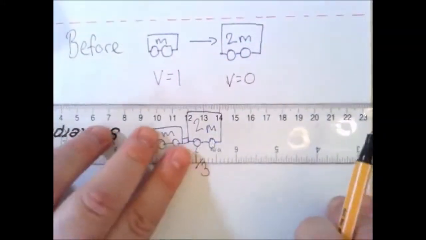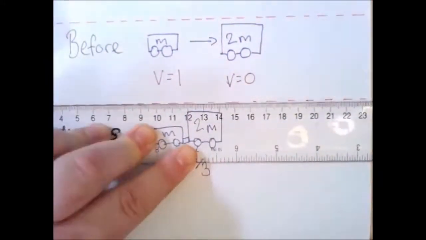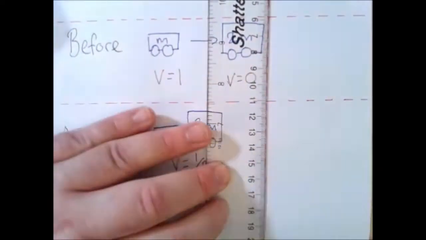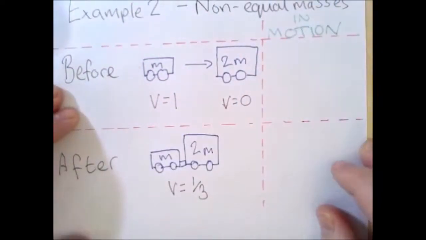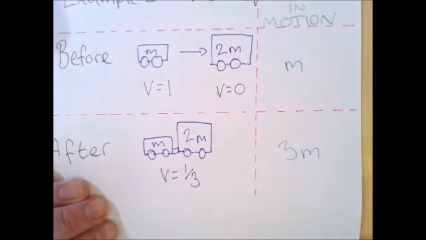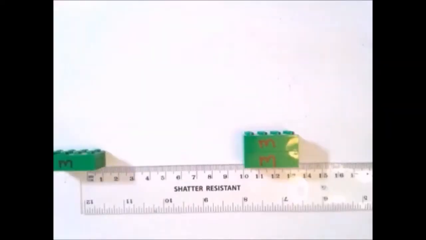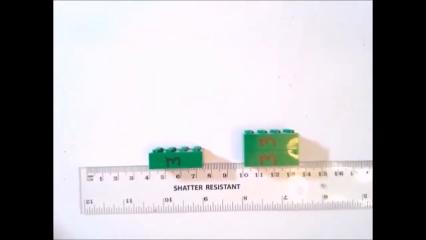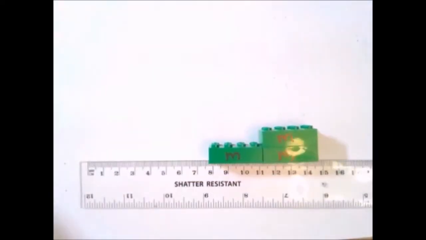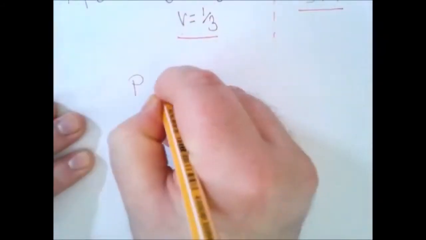So, again, looking at the masses. The masses that were in motion, before, we only had mass m, but afterwards we had 3m. The two carts effectively acting like one large cart. Here it is again. Reduces to about a third of the speed.